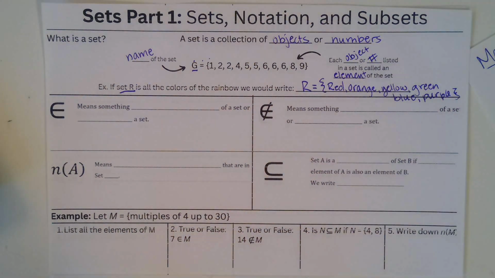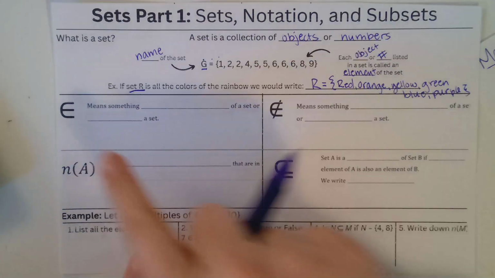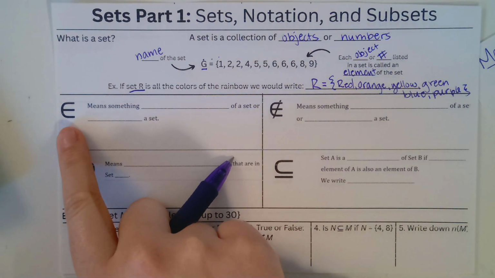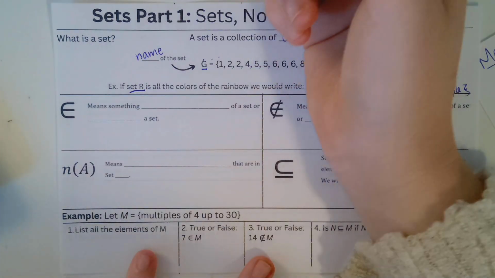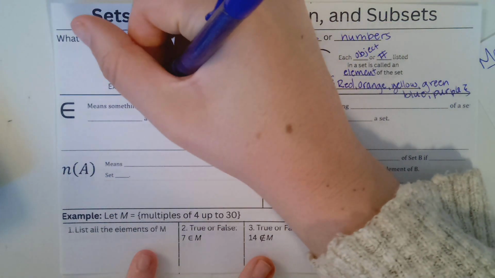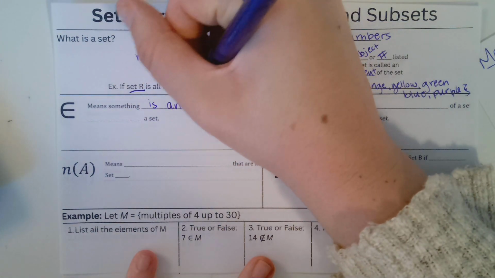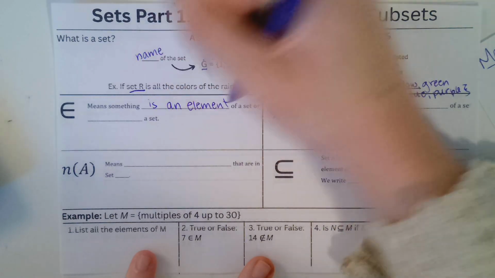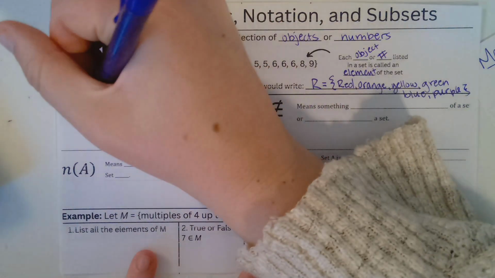So that's what a set looks like. Some other notation, and this is going to be more like the questions that you're actually going to see about sets on your quiz and everything, is you're going to see a symbol like this. This symbol means that something is an element of a set or is in the set.